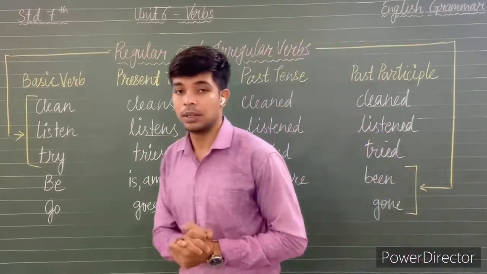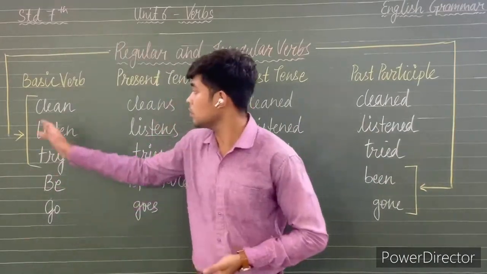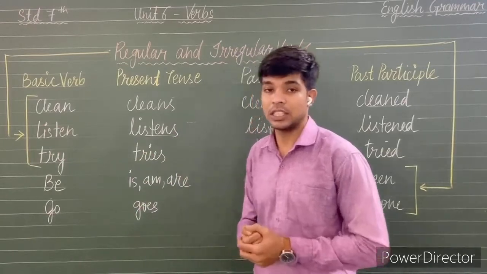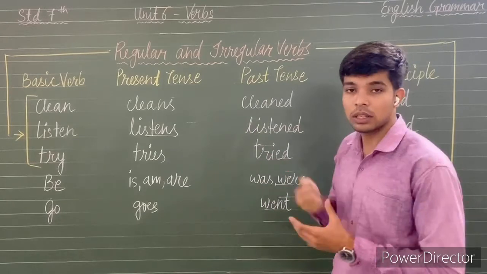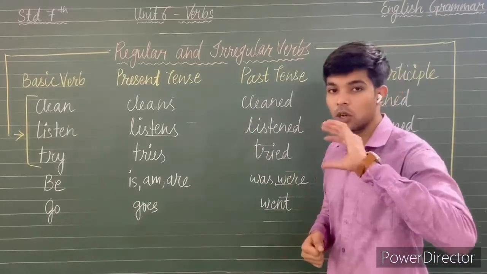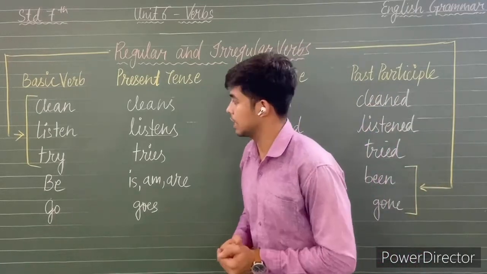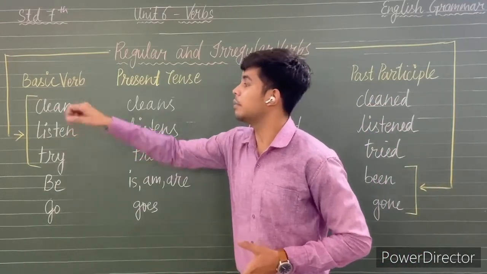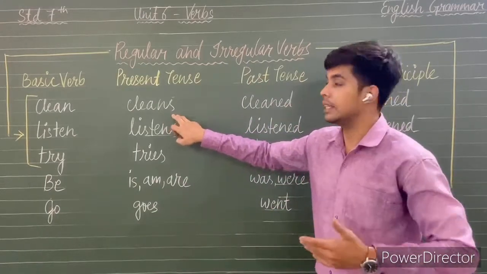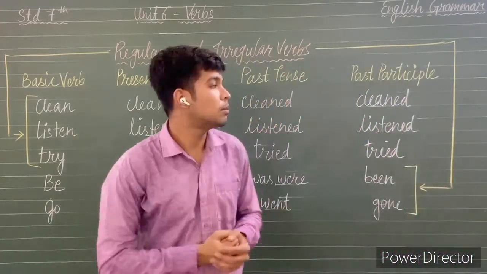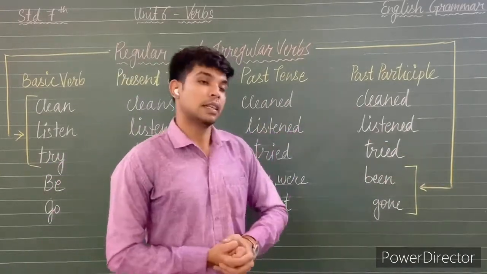For example, when we look at this verb, clean, it does not change fully when converted into present tense, past tense or the past participle. Only a little bit of change is there. For example, clean is the basic verb. When it goes to the present tense, it becomes cleans. Then in past, it becomes cleaned, and in past participle, it remains cleaned.